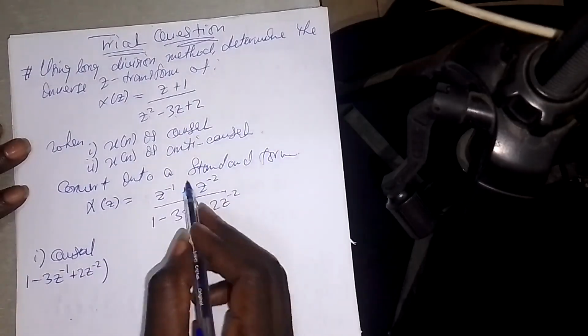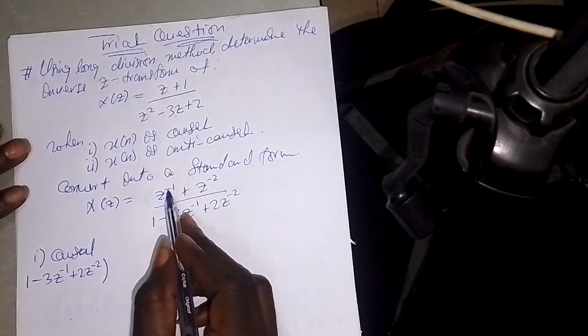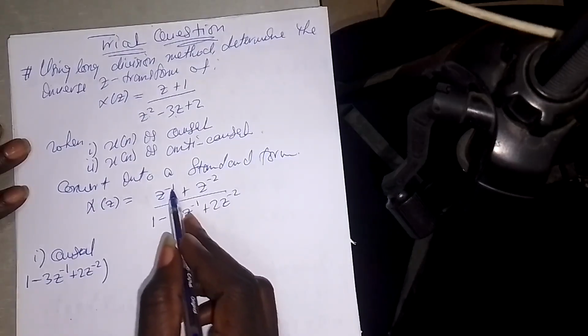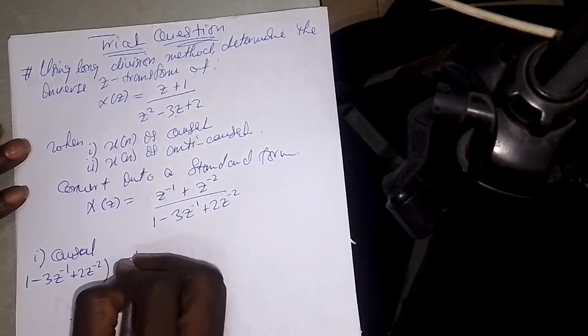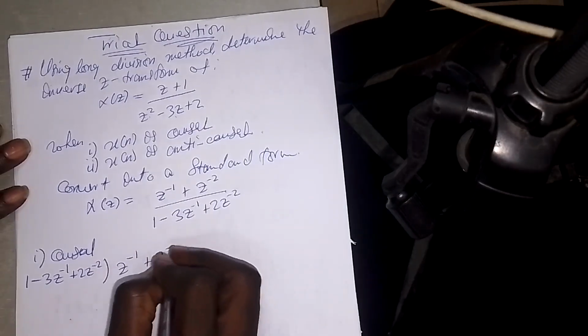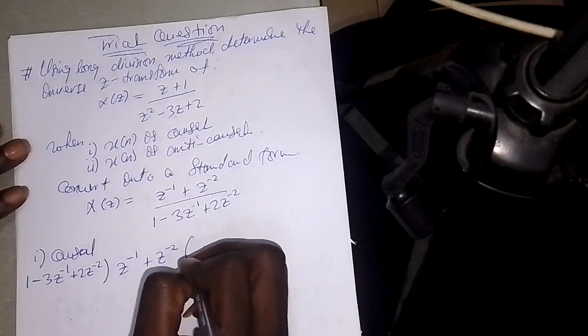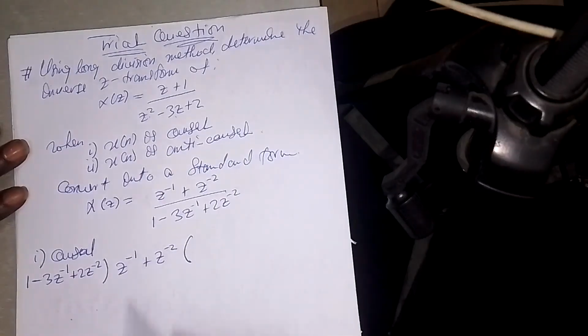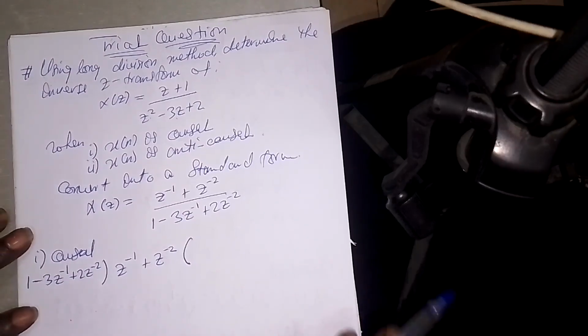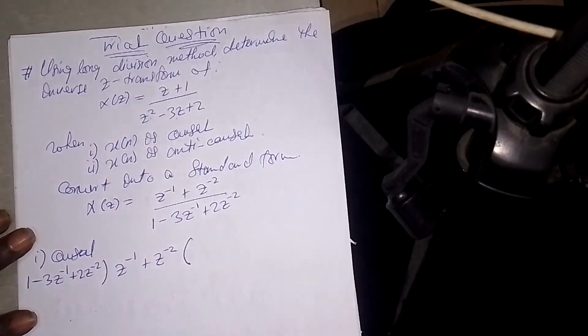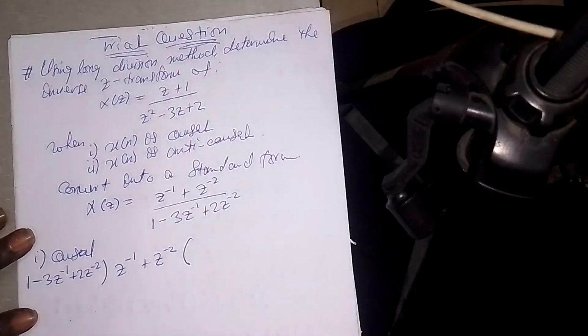The same thing in your numerator also: the highest power comes first. So Z exponent minus 1 must come before Z exponent minus 2. From here, you can divide. I'll only write the answer for you so that when you do your long division and get your answers, you can compare to see whether you are wrong or right.